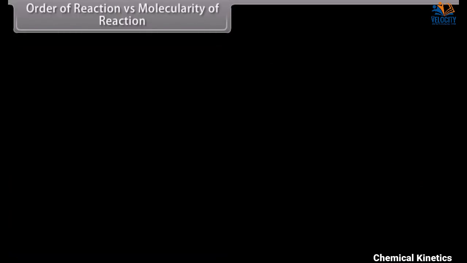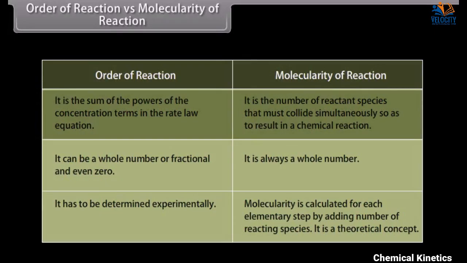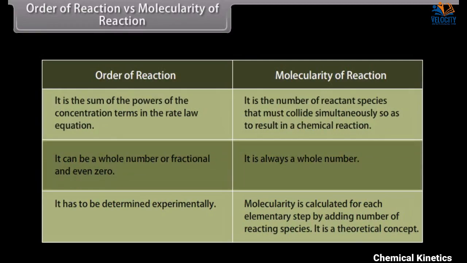Order of reaction versus molecularity of reaction. The important differences between the order of reaction and molecularity of the reaction are: order of reaction is the sum of the powers of the concentration terms in the rate law equation, whereas molecularity of reaction is the number of reactant species that must collide simultaneously so as to result in a chemical reaction. Order of reaction can be a whole number or fractional and even 0, whereas molecularity of a reaction is always a whole number.